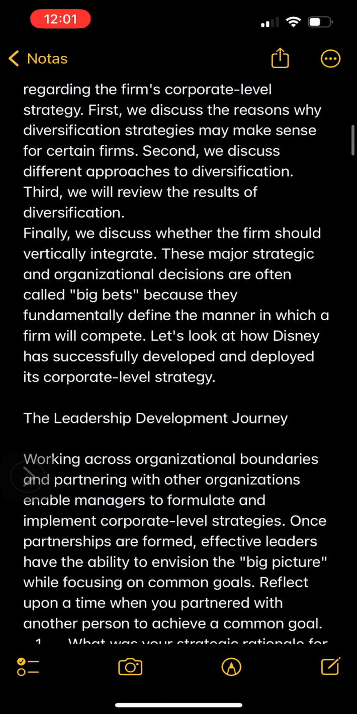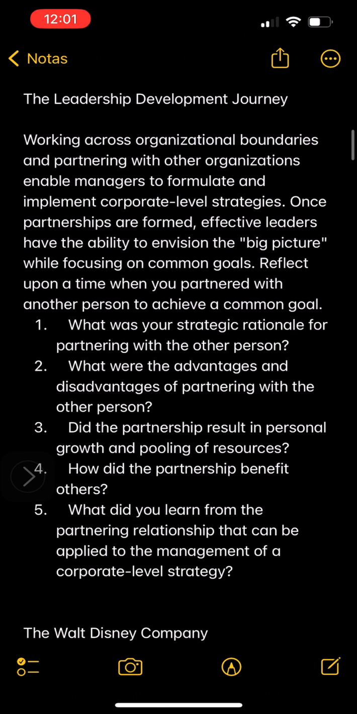The leadership development journey: working across organizational boundaries and partnering with other organizations enable managers to formulate and implement corporate level strategies. Once partnerships are formed, effective leaders have the ability to envision the big picture while focusing on common goals. Reflect upon a time when you partnered with another person to achieve a common goal. What was your strategic rationale for partnering with the other person? What were the advantages and disadvantages of partnering with the other person?